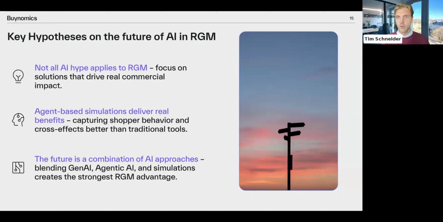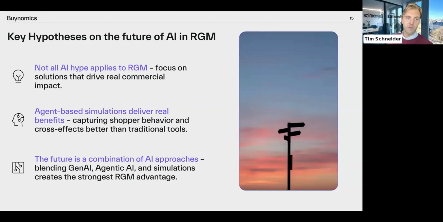So certain parts, such as agent-based modeling, are. Others, such as GenAI, might be rather a supportive function or a layered function on top of that. Second one here, agent-based simulations deliver real benefit. I tried showing that quite well on the slides as well as on the tool itself, but please challenge me also on that.